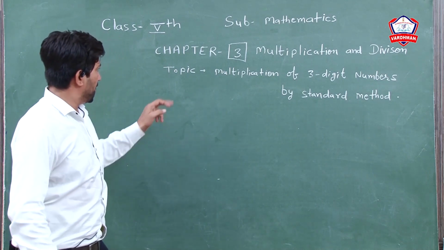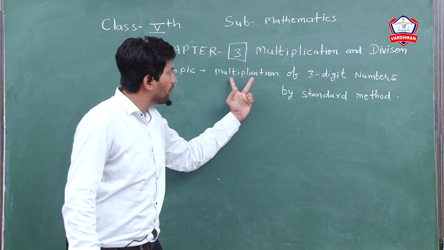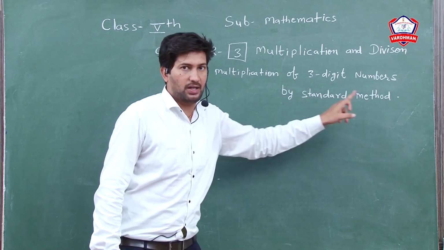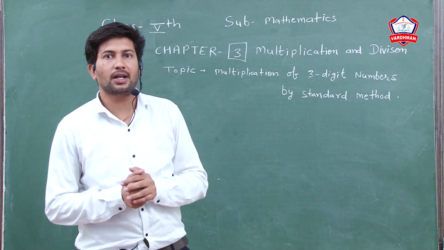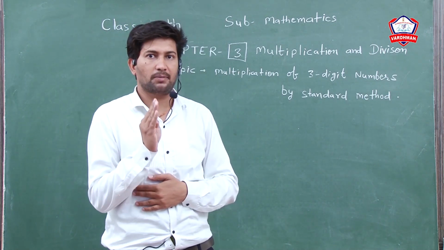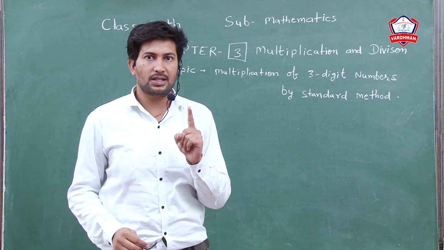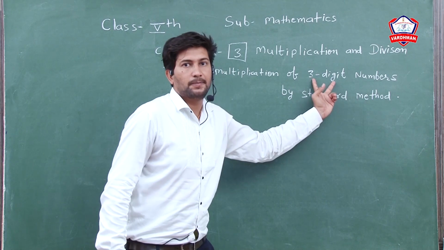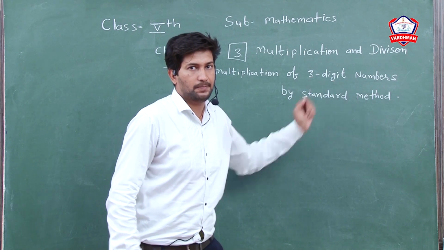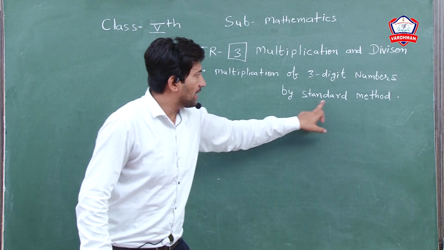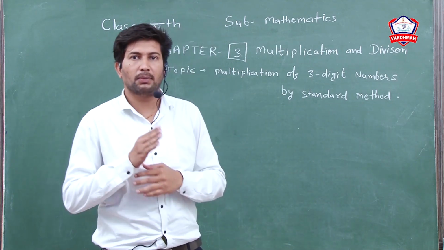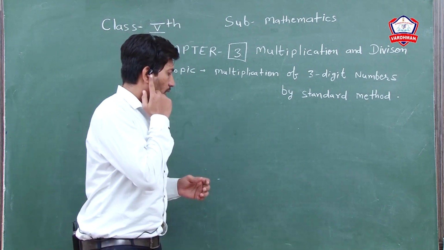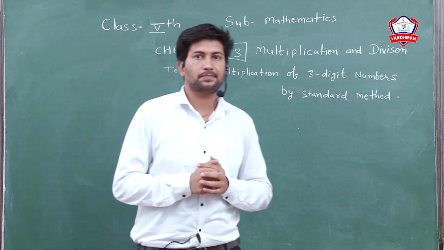Now, topic name. We will start with multiplication of 3-digit numbers by the standard method. You already learnt about the standard method of multiplication, with a one-digit number and a second number. Now we will discuss it with a 3-digit number. How to do multiplication by the standard method, you all know. Now we will discuss one example.